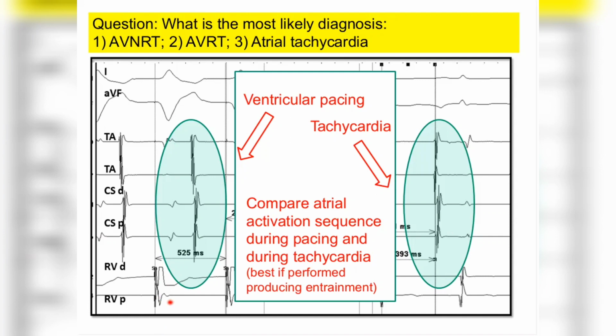Okay? I want you to compare the atrial activation sequences in these two situations, and to answer this question. Just looking at these two sheets and at these two atrial activation sequences, what would you think is the most likely diagnosis? Would that be AVNRT? Would that be AVRT? Or would you think it is an atrial tachycardia that is going on here on the right-hand side?